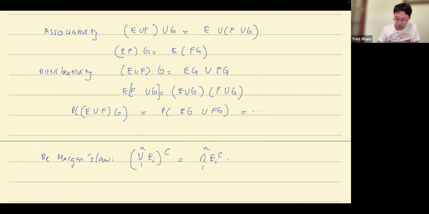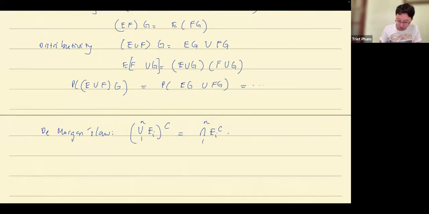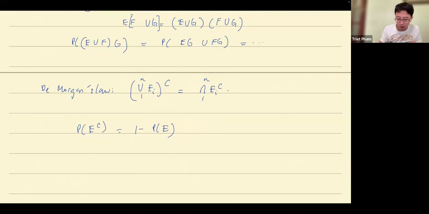For example, let me give you an example. It probably should be clear that the probability of E complement is 1 minus P of E. This is exactly the principle of negative counting. Whether you count positively or count negatively and then subtract away is something that you will also have to deal with in probability.